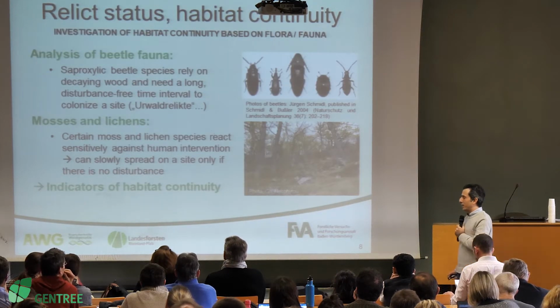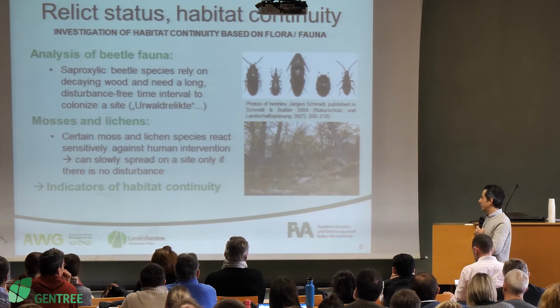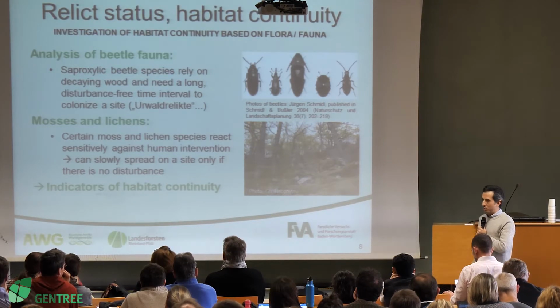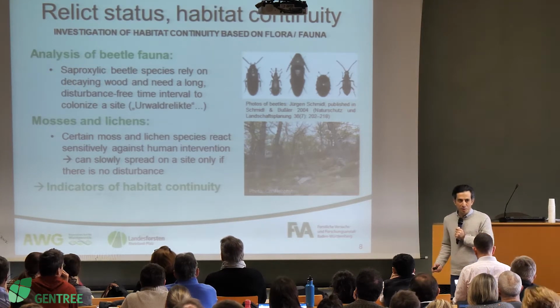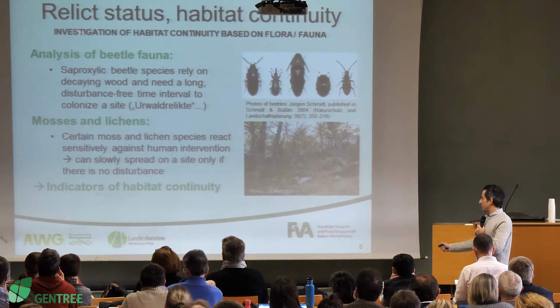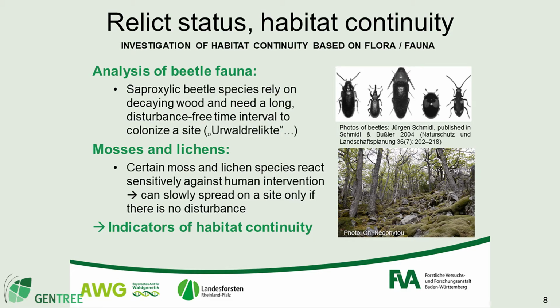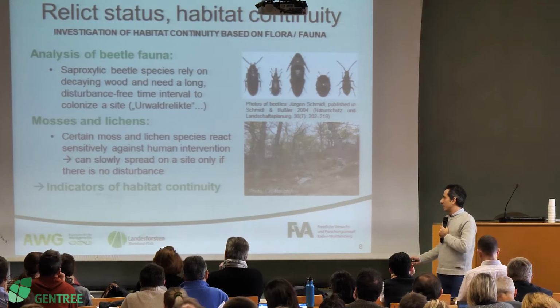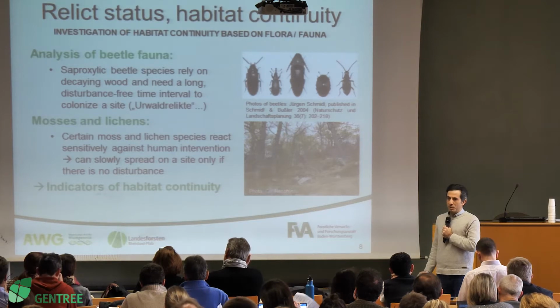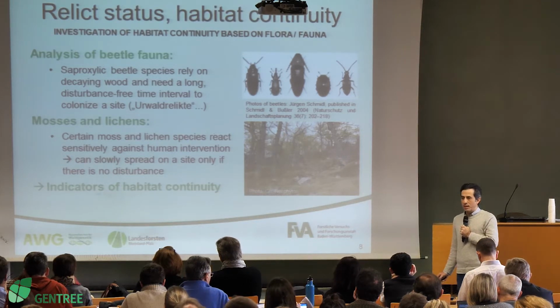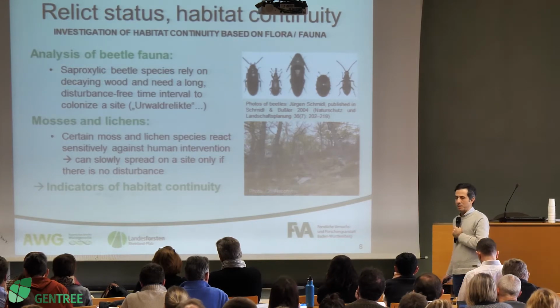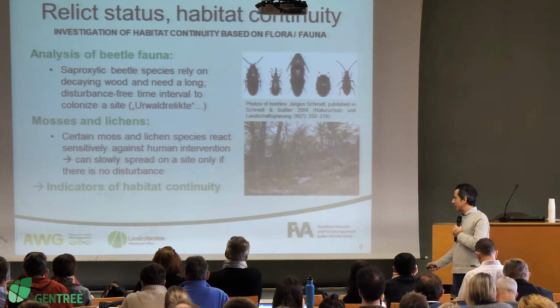And as I said, we are interested in habitat continuity. To check for this, we carry out an analysis of beetle fauna. We cooperate with experts; I'm not the expert about this. There are some beetle species that rely on decaying wood, and if they are present, it's a sign that there has been a habitat tradition, a habitat continuity. There has always been decaying wood on that site. Also, there are some moss and lichen species that reflect habitat continuity, and this is another aspect which will be studied in order to investigate habitat continuity.